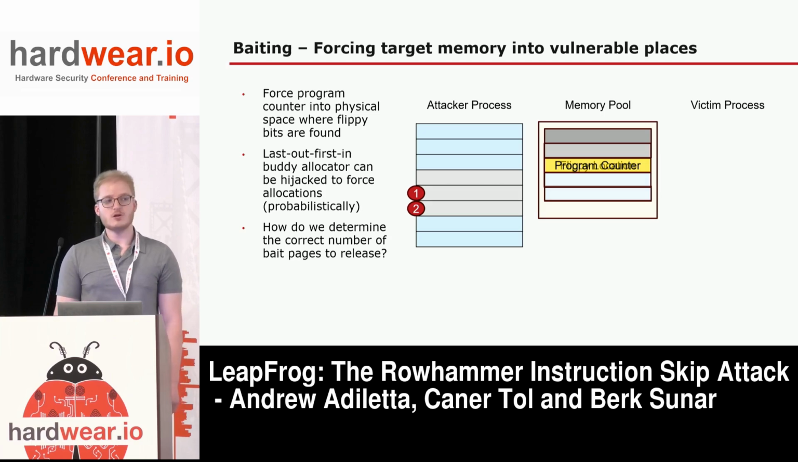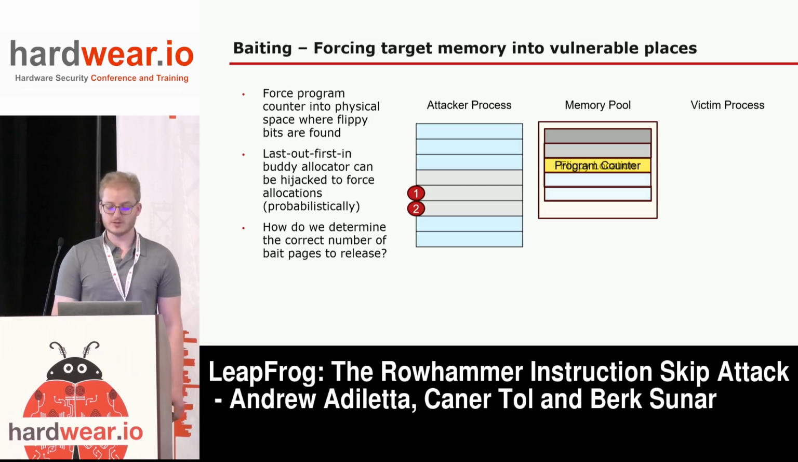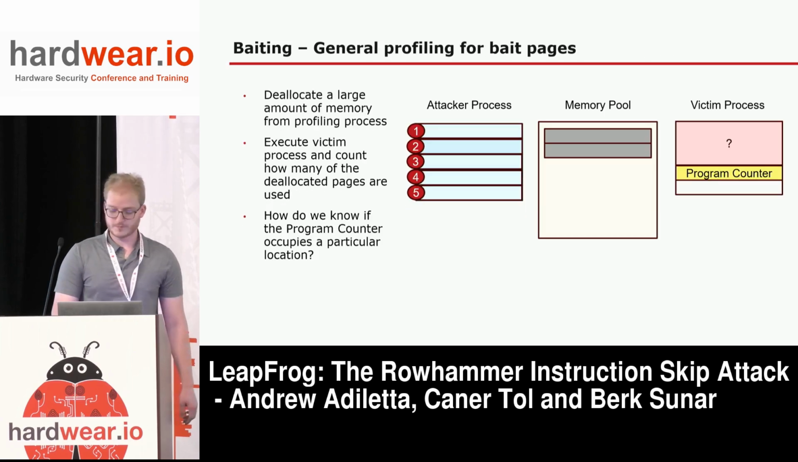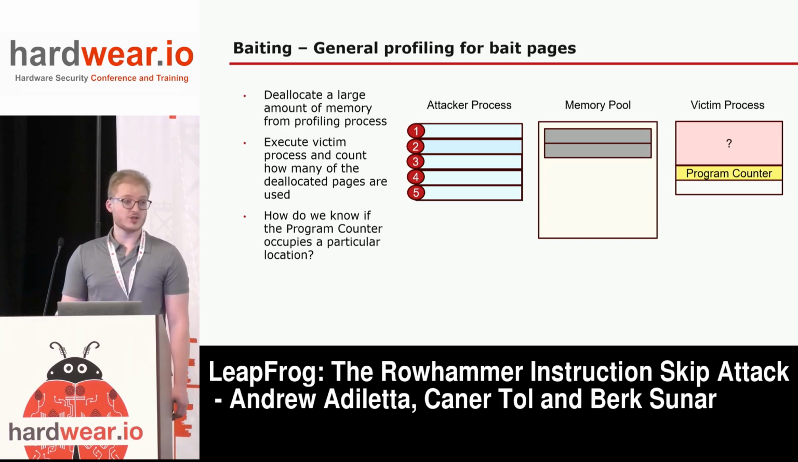But that's assuming that we knew that we needed to release 2 bait pages. The next question is, how do you actually know? Like, how do you know how many bait pages to release? And that's a separate profiling step, which I can describe in a second. So this was 2. So how do you profile for the number of bait pages such that you can actually put that program counter value into your Flippy location? Well, it's actually pretty easy.